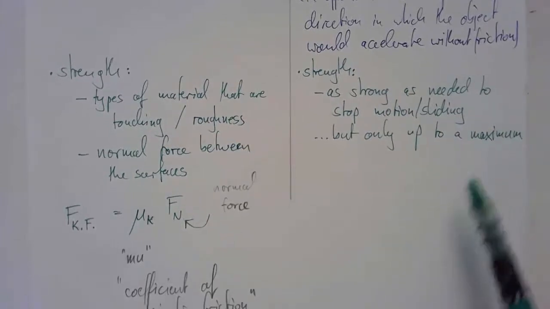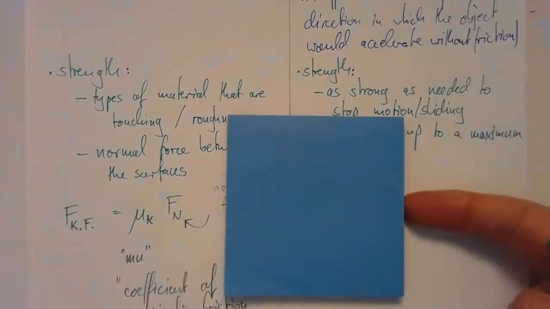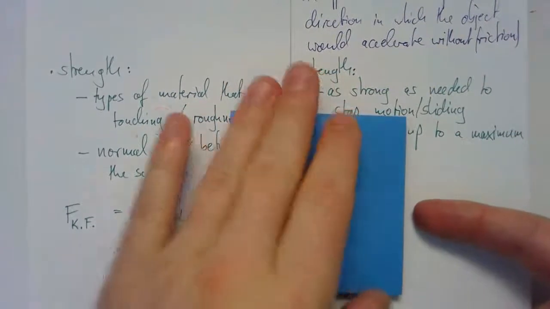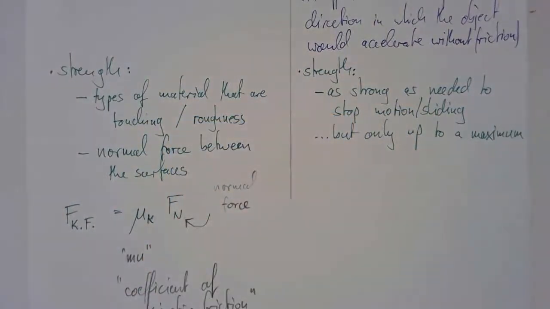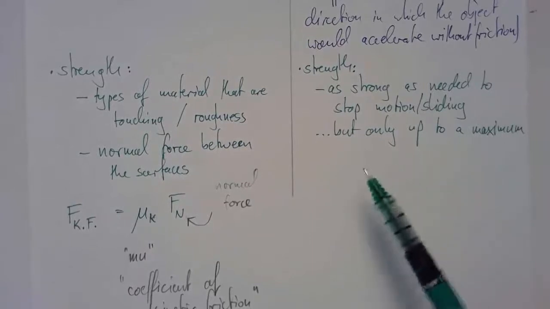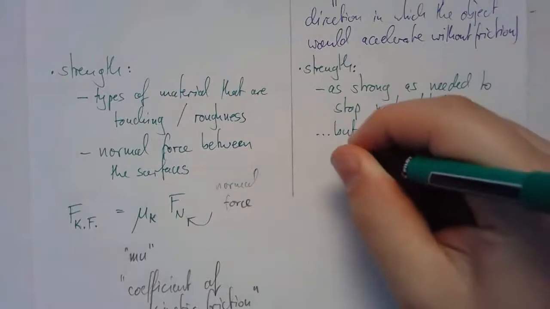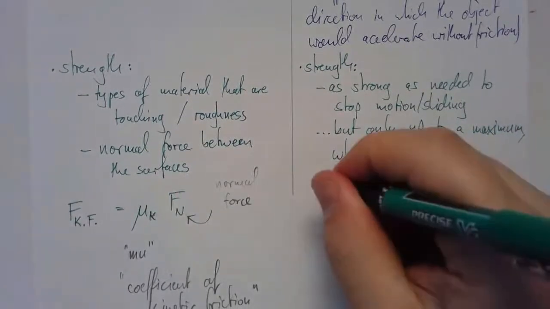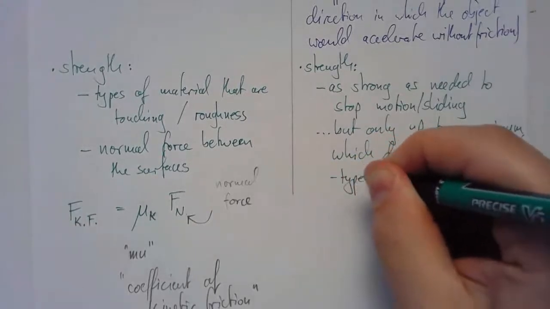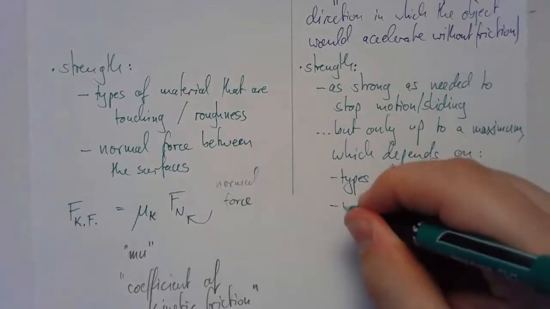And that maximum, what does that depend on? Well, that depends on those same two factors we had over here. So the maximum, how hard do I have to push before this starts moving? Well, if I imagine I push down hard on it, or I stack a bunch of books or weights on it, I'll have to push a lot harder before it starts moving. A cardboard box full of books is harder to get to move at all than a cardboard box that's just empty and sitting on the same floor. So we have again the normal force and the types of material. The maximum depends on the types of material, same thing as before, and the normal force between the surfaces.